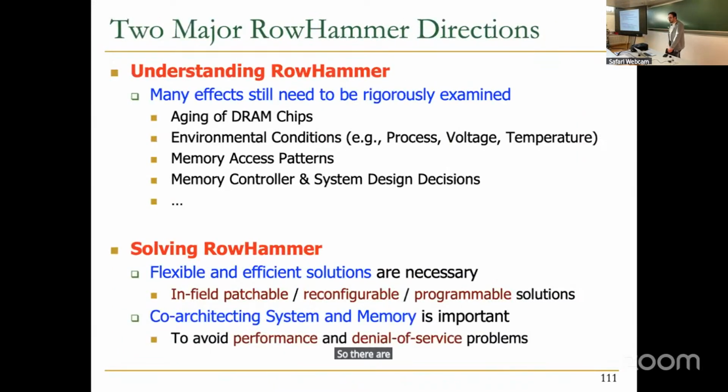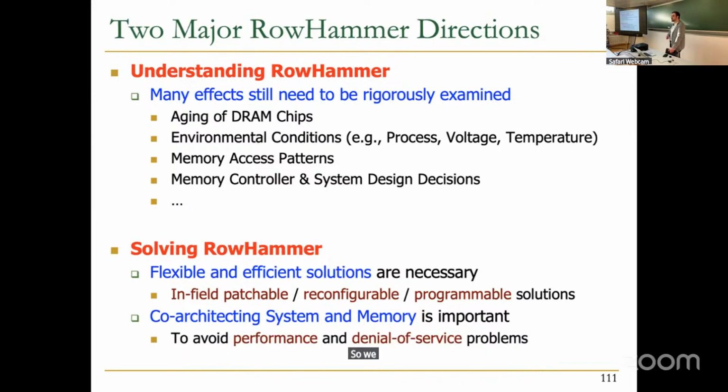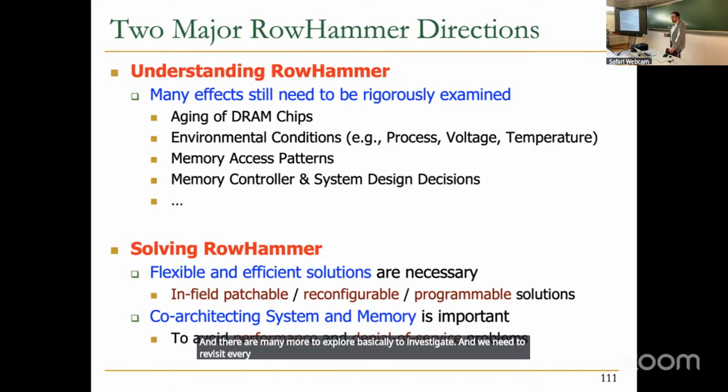So there are 2 major RowHammer directions: understanding RowHammer and solving RowHammer. And there are many effects that are still not really well explored. We do not know how DRAM chips age over time and how the RowHammer vulnerability changes, and how they are affected by environmental conditions. We didn't exhaustively explore memory access patterns. We explored some of them, we are still exploring others, and there are many more to investigate. And we need to revisit every memory controller and system design decision to understand how we can solve RowHammer or how they affect RowHammer.